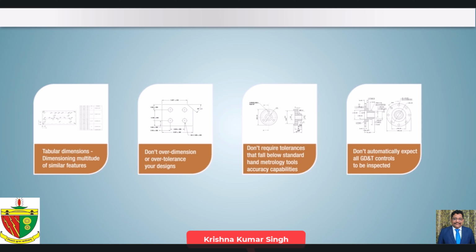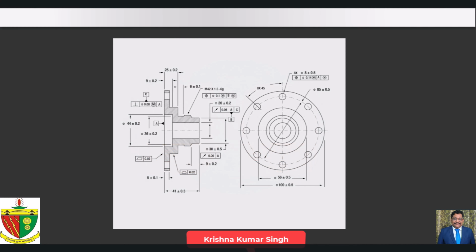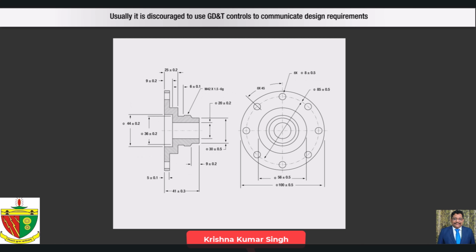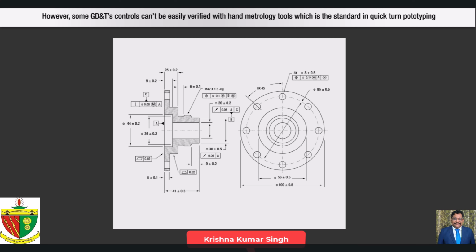Don't automatically expect all geometrical dimensioning and tolerancing controls to be inspected. Usually, it is discouraged to use geometrical dimensioning and tolerancing controls to communicate design requirements. We appreciate the system efficiency compared to traditional linear dimensioning. However, some GD&T controls can't be easily verified with hand metrology tools, which is the standard in quick turn prototyping.